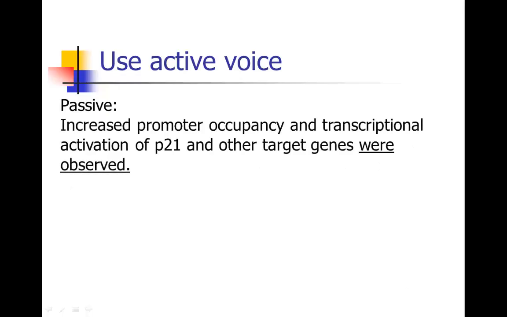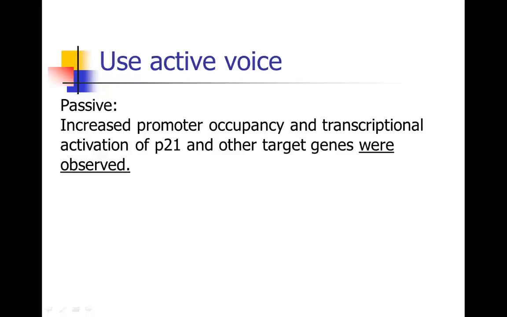So here's another example. Increased promoter occupancy and transcriptional activation of P21 and other target genes were observed. Okay, so again, this is passive voice without a subject. So we don't know who was doing the observing. Obviously, from the context of the paper, we could guess that. In this case, I'm going to assume it was the authors of the paper who were doing the observing.